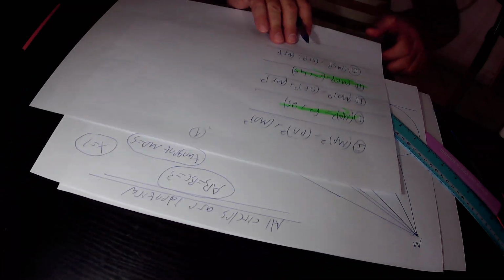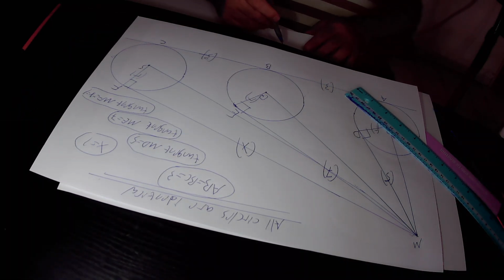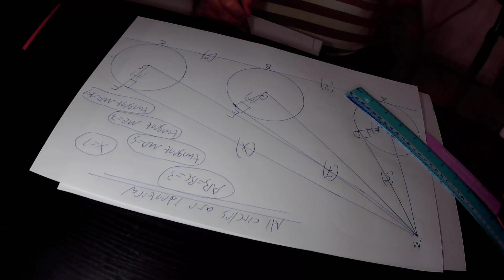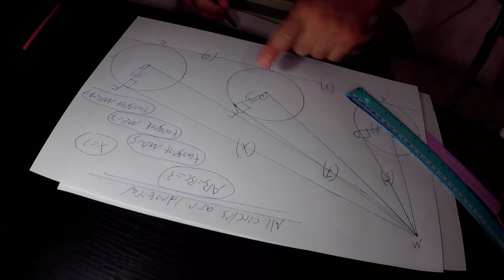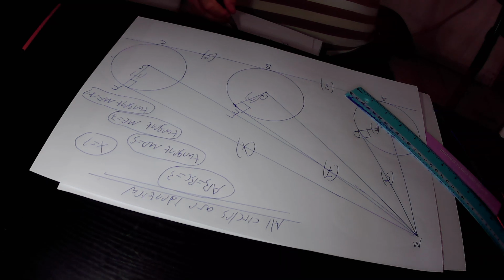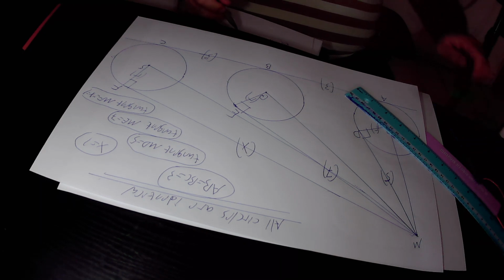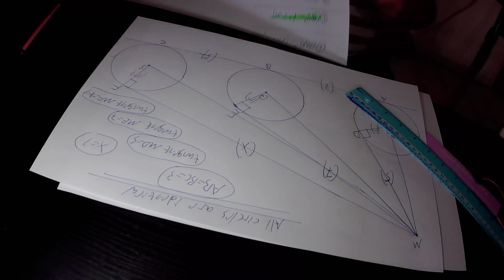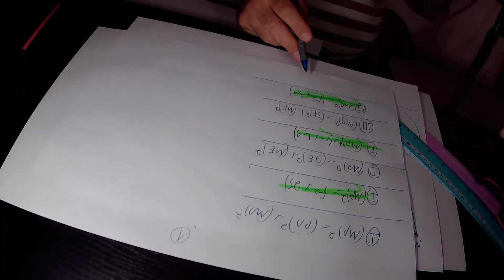MS is the missing side, so we leave it as it is, so it is MS squared, that is equal to SF squared. SF is R, therefore SF squared is R squared, plus MF squared. MF is X. X is the variable that you are looking for in this question. So MF is X, therefore MF squared is X squared. So in total, according to equation 3, we found that MS squared equals R squared plus X squared.